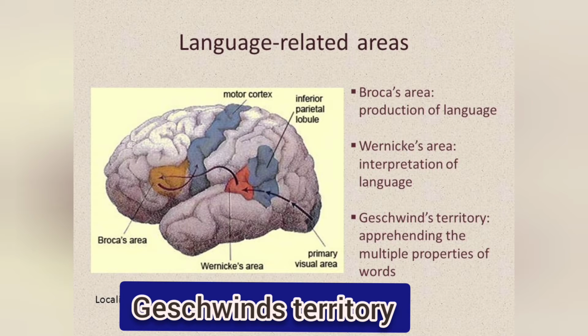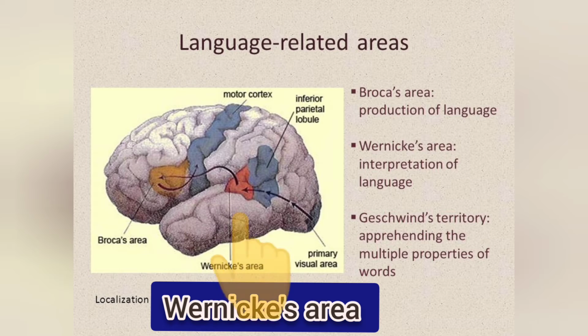Part 6, Geschwind's territory. This part of the brain helps us to acquire language during childhood. It helps us to learn to speak. Part 7, Wernicke's area. This area helps us to understand written and spoken language.